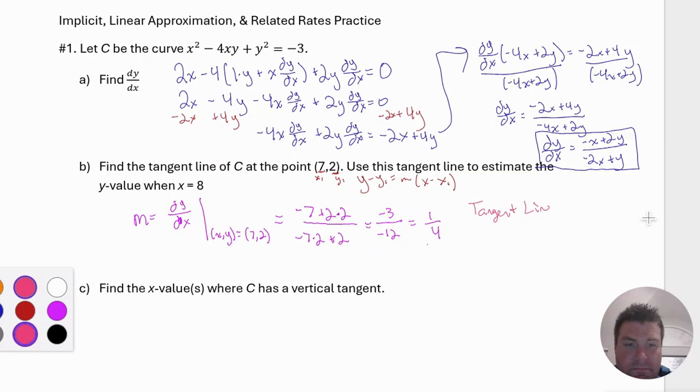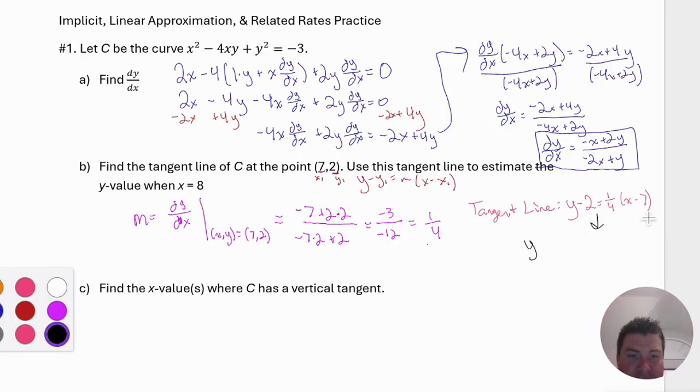is going to be y minus y1, which is 2, equals the slope, which is 1/4, and then x minus 7. Now, with this tangent line, I'm going to estimate the y value when x is 8. So I'm going to transform this into y minus 2 equals 1/4 times (8 minus 7).